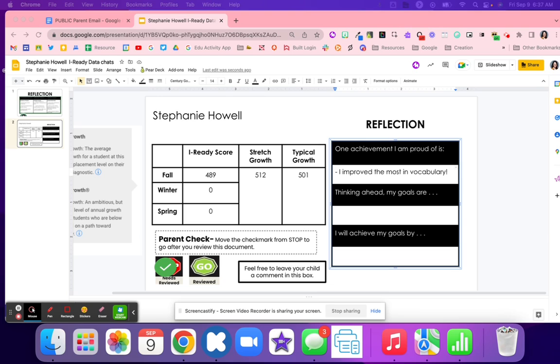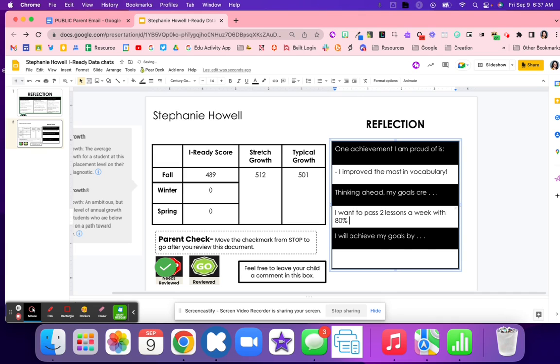And then the next thing is thinking ahead, what are my goals? So maybe your child wants to improve, and maybe they want to really focus on lessons past this school year because they did a really bad job that last school year. So maybe I want to pass 2 lessons a week with 80% accuracy. And then how are they going to achieve this goal?